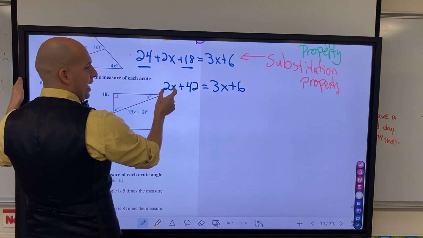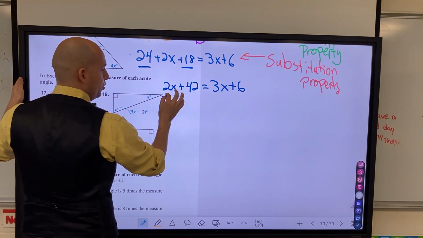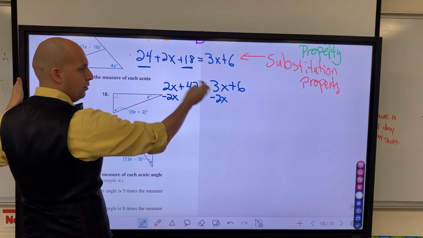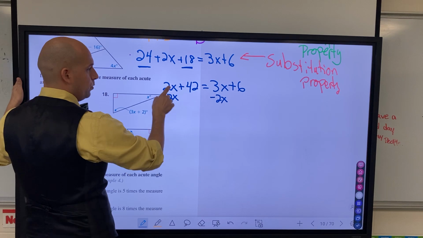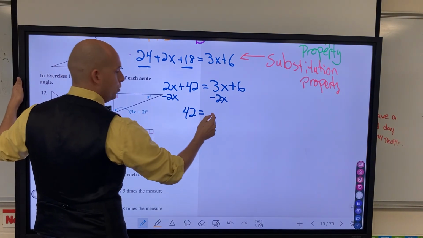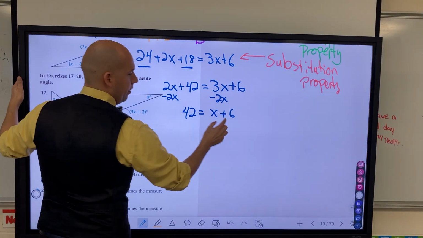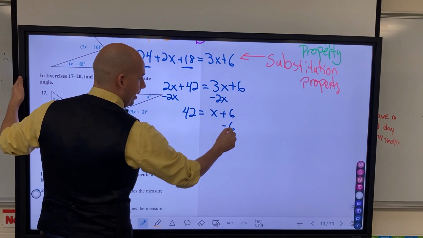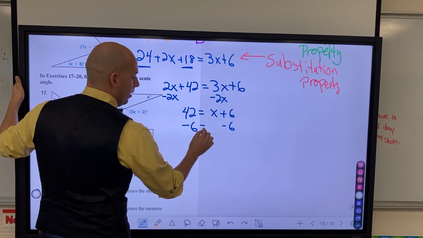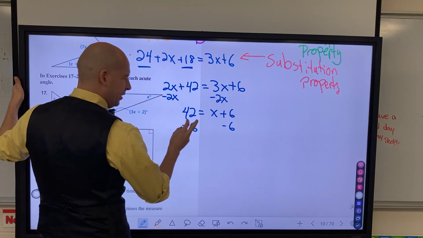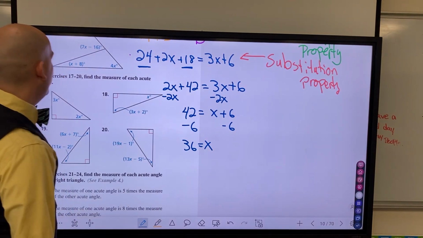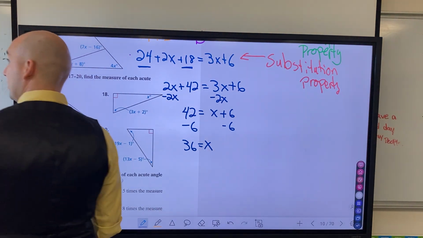Next, I'm going to subtract 2x. I'm being strategic. I want to move all the x terms to the same side. So this becomes 0. So I got 42 is equal to 3x minus 2x, which is x. And then I'm going to subtract 6. Again, the subtraction property twice. And that should get me 36 is equal to x. All right? So that little variable x is equal to 36.